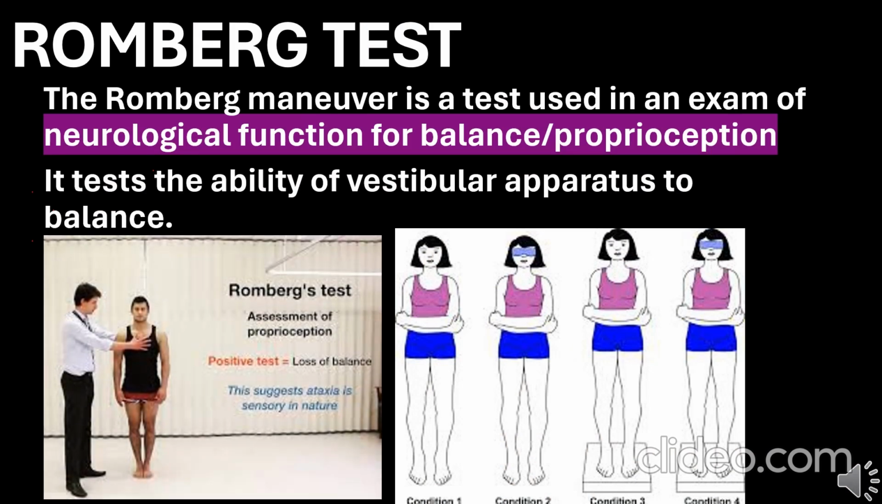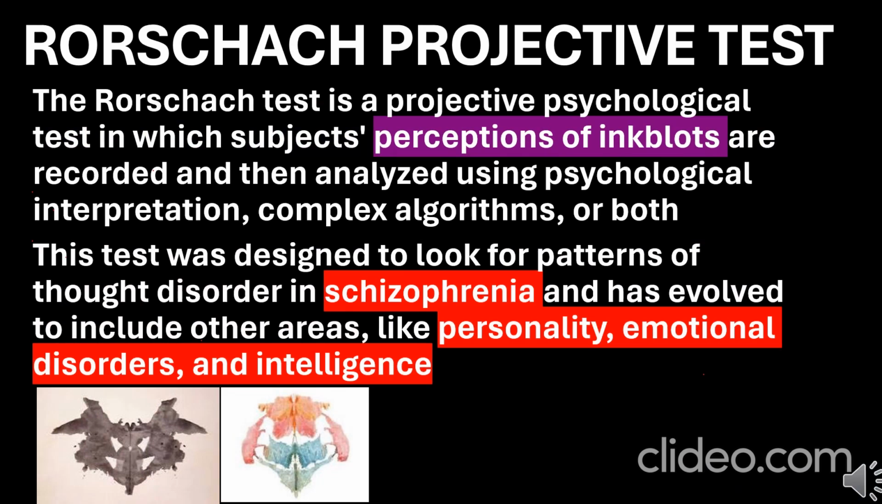Romberg test. Romberg test is done to examine neurological function for balance or proprioception. Rorschach projective test. This is a psychological test in which subjects' perception of ink blots are recorded and then analyzed. This test is used in schizophrenia, personality disorders, and in intelligence test.